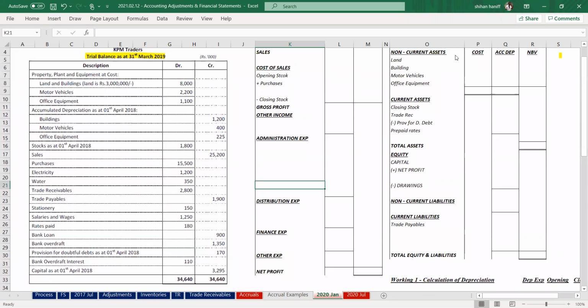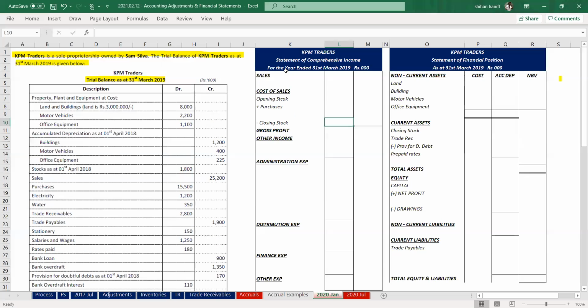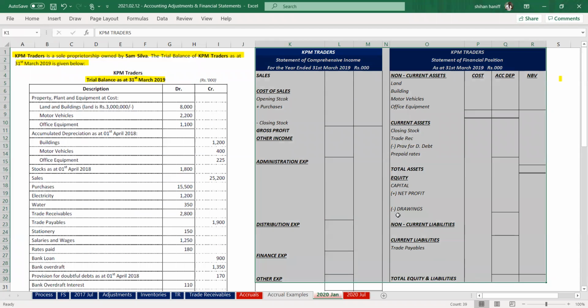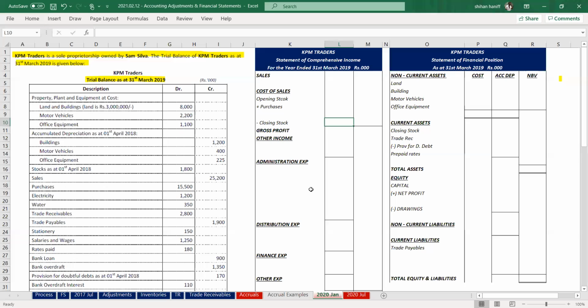Right, so the double entry goes as current asset and cost of sales. I'll give some time for you to draw the format. You draw this format. After that, I will explain the question. Closing stock, current asset and cost of sales.